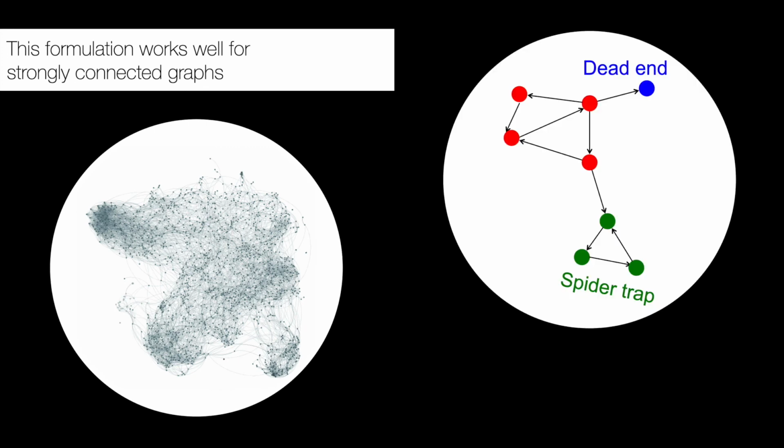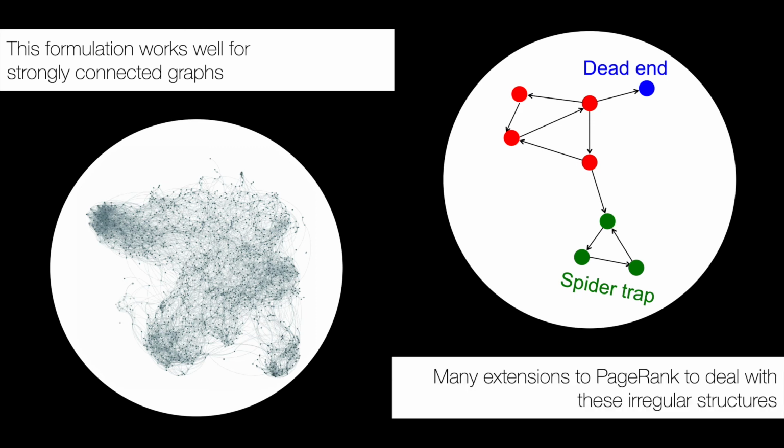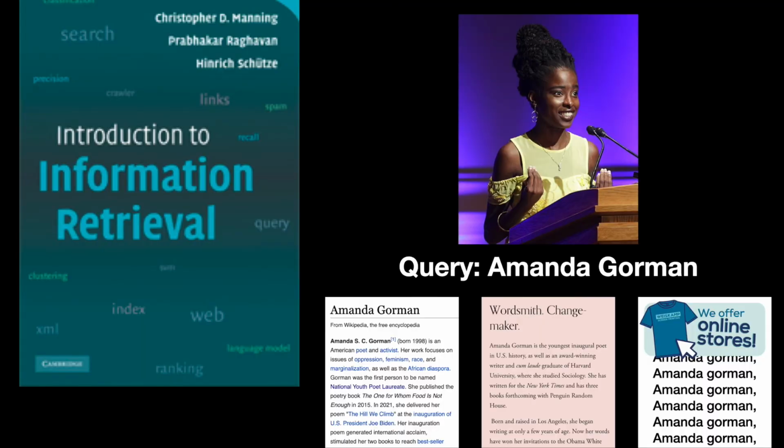But that's not really how the internet, or the web, is constructed, right? There are dead ends and neighborhoods in the graph that once you're in, you can't get out of. The book refers to these as dead ends and spider traps. So we have to make extensions to PageRank to deal with these irregular structures, either through teleporting or random restarts, these kinds of things. The book has more insight into this. So what I've given you is a general idea of how PageRank works.